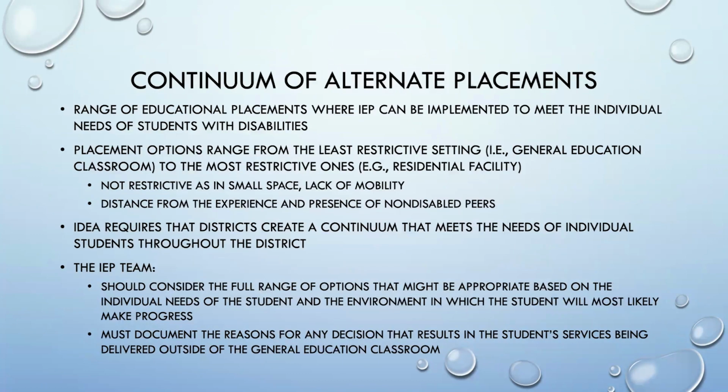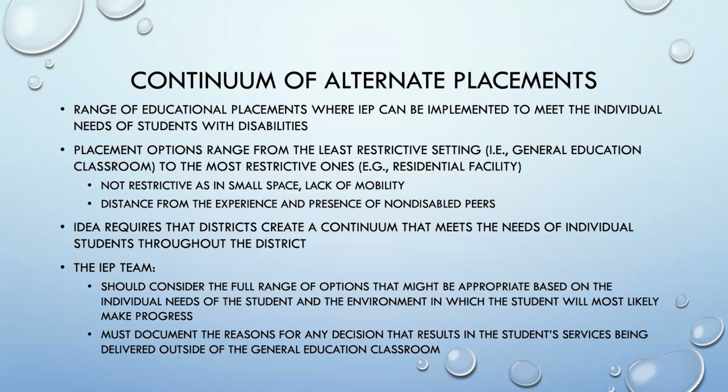Part of the least restrictive environment puzzle is that in order to get a student into the least restrictive environment, there has to be a range of educational placements that are going to offer a variety of levels of support. And so there's the continuum of alternate placements, as it's called, where an IEP can be implemented to meet the individual needs of students with disabilities.